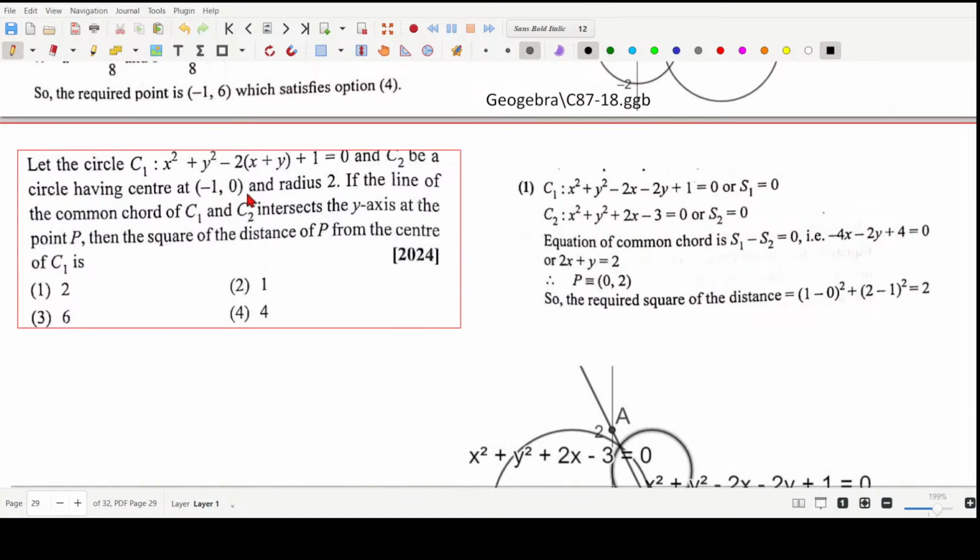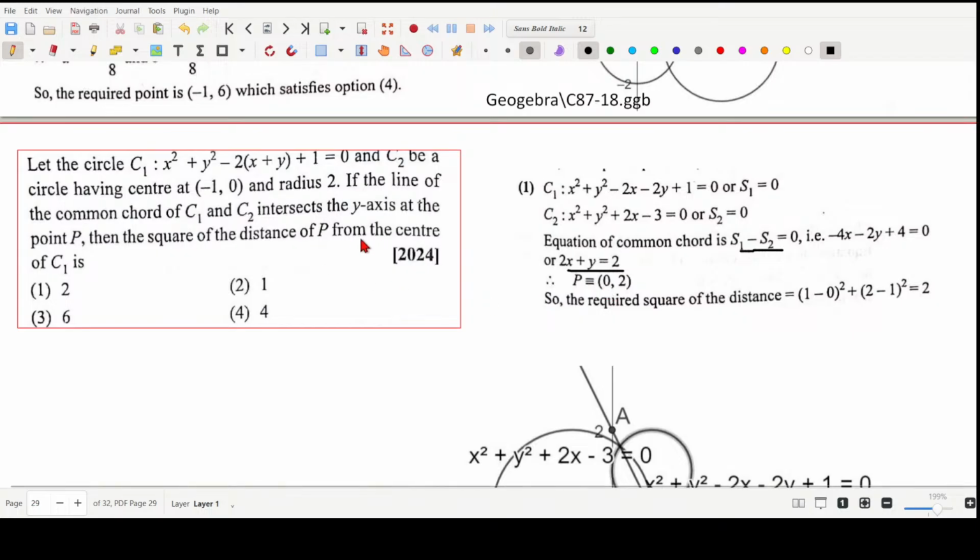If the line of common chord of C1 and C2 intersects the y-axis at point P, then the square of distance. Okay, what is common chord? C1 minus C2, right? You know C1, you know C2. C1 minus C2 is actually the common chord. You remember this one, right? Subtract this one minus this one. That is the common chord. Basically, you know the equation of the common chord. And this line is intersecting the y-axis at P. That means you put x equals 0, you will figure out what exactly P is.